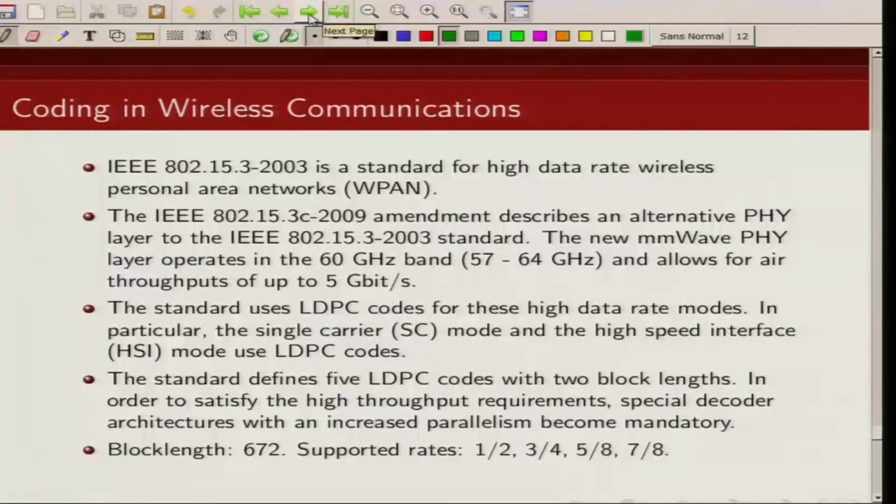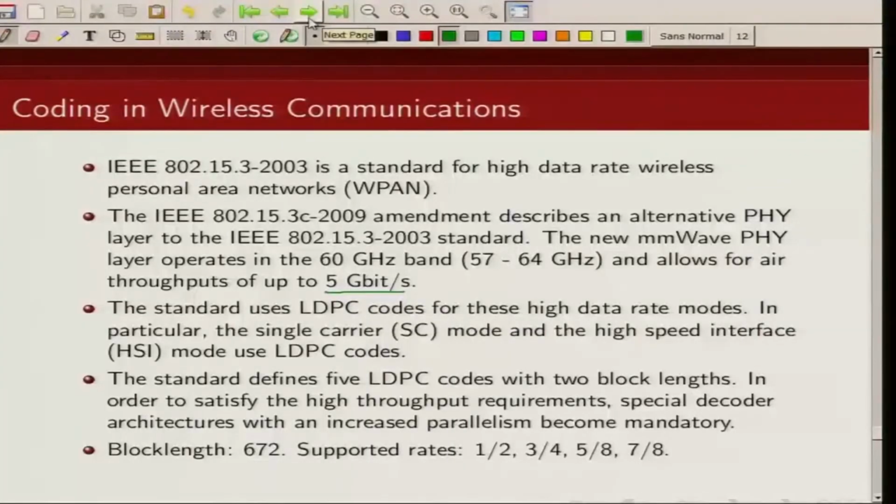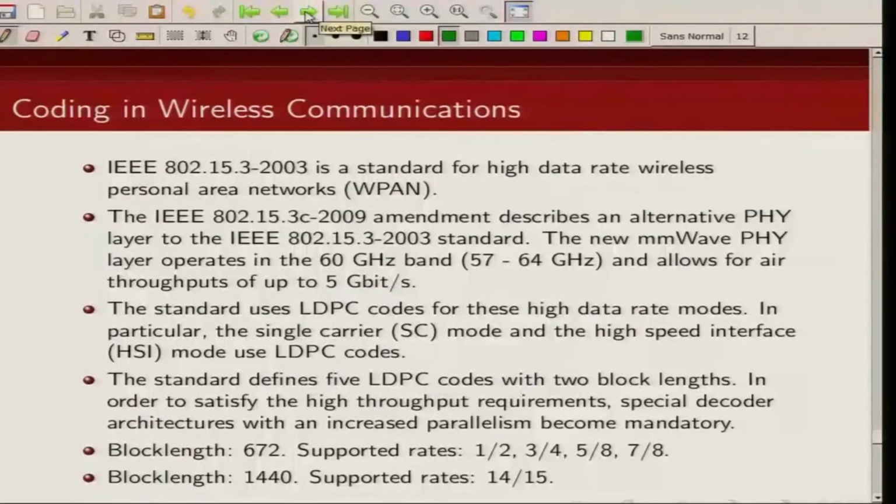Typically the block size here is smaller, because we have to get throughput up to 5 gigabits per second. The architecture is such that there is a lot of parallelism and the decoder can be implemented in parallel. For block size 672, these are the code rates which are supported here. Similarly, for block length of 1440, a code rate of 14 by 15 has been supported.